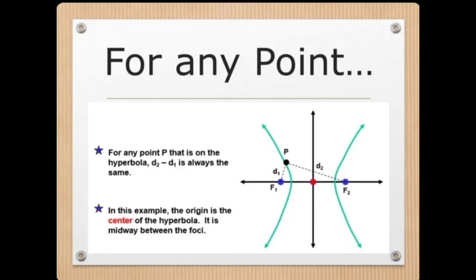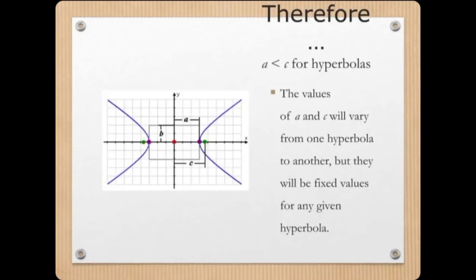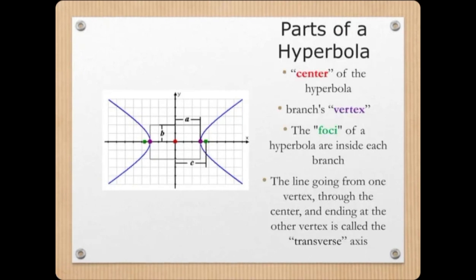In this example, the origin is the center of the hyperbola, that red dot in the picture. It is midway between the foci. So here, A is less than C for hyperbolas. The values of A and C will vary from one hyperbola to another, but they will be fixed values for any given hyperbola. And in here, we are going to tackle the parts of a hyperbola.